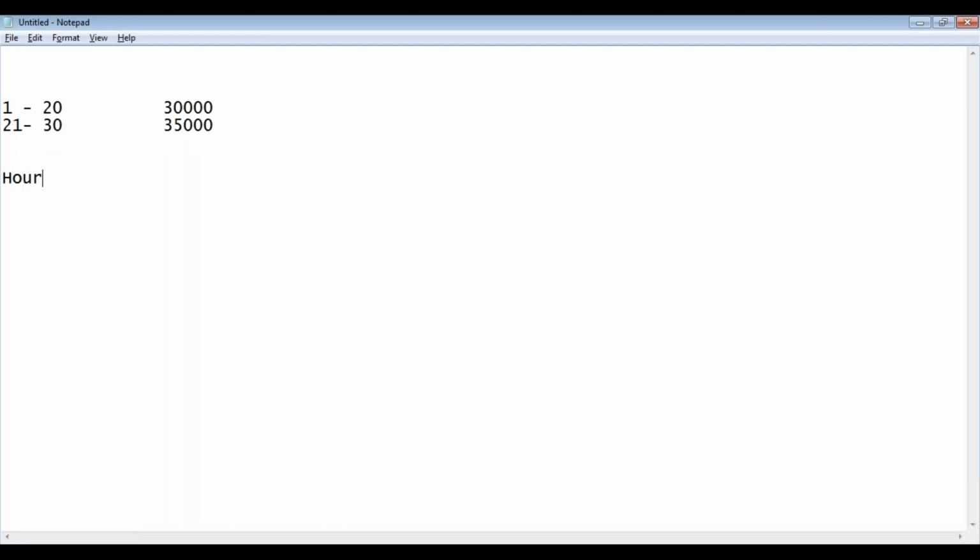My hourly rate is the pay period salary divided by the number of hours in the pay period. Let's say the number of hours in the pay period is 200, or take 100 to calculate it easily. What is my hourly rate?